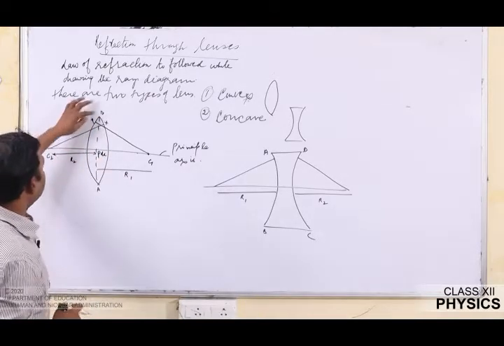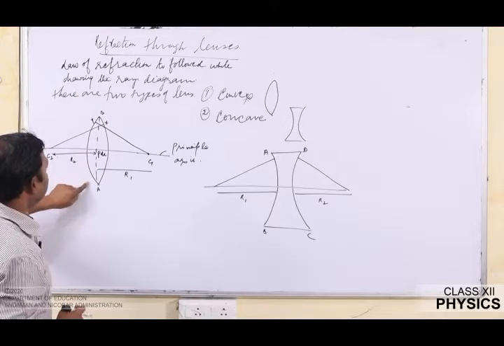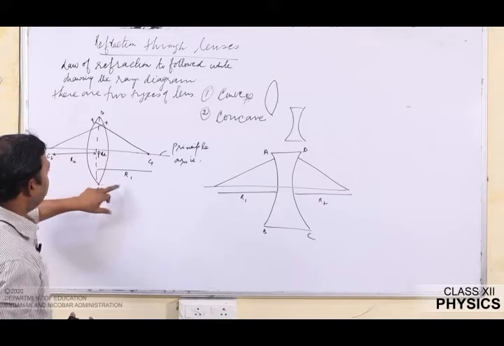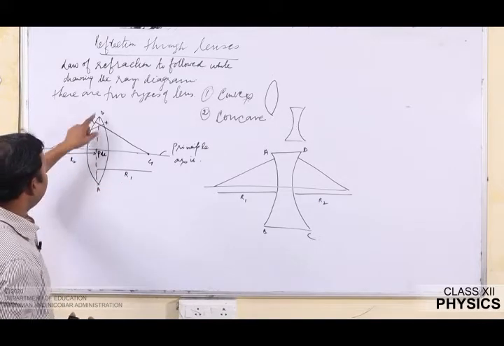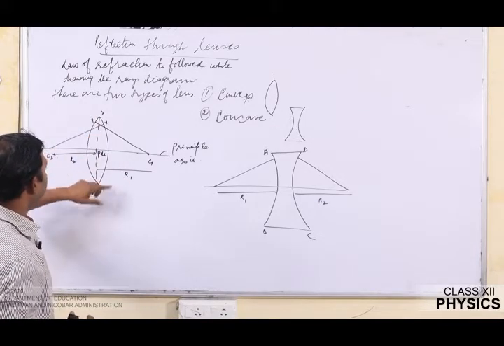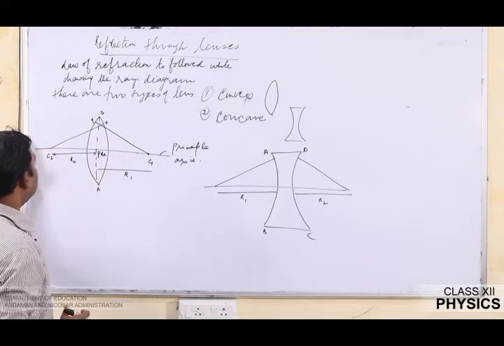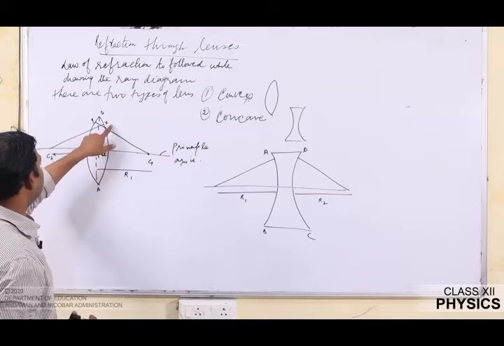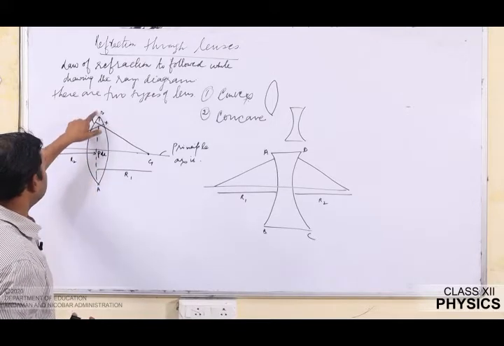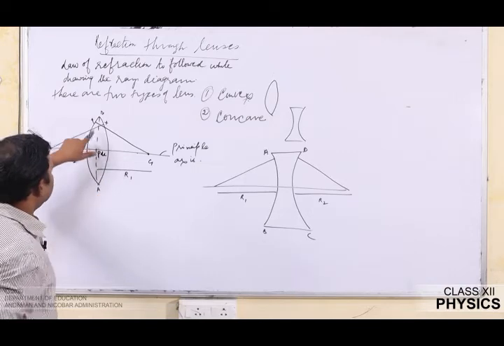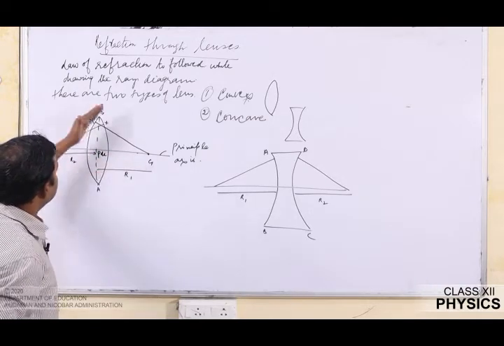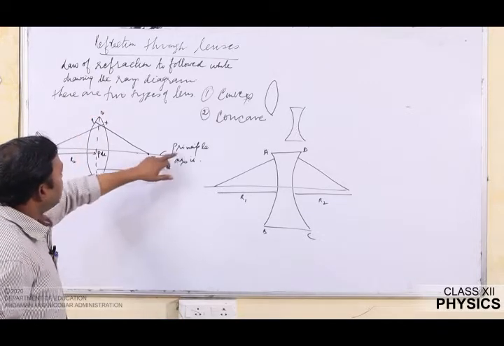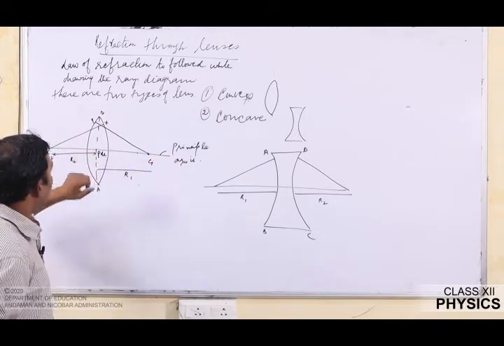Now, for the first surface AB, the radius lies on the right hand side, which is named here as R1. Similarly, for the surface BA, the radius lies towards the left hand side, which is named here as R2, with centers C1 and C2 acting as the centers for the two surfaces. A principal axis is there which passes through the pole.